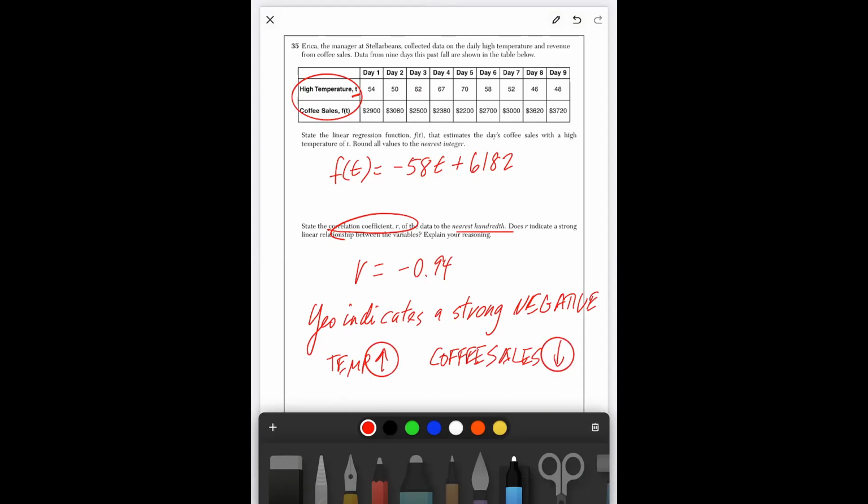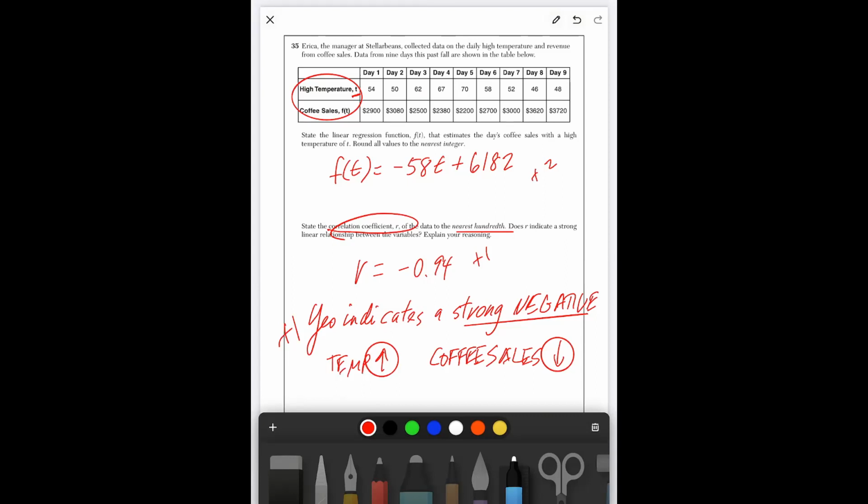So you would say, yes, it indicates a strong correlation because the variables work together, but they're working in negative and opposite directions. Now, if you put this, you get 2 points for this, you get 1 for this, and you get 1 for your explanation. And that's it. So that's how you come up with the correlation. That's how you come up with the equation.